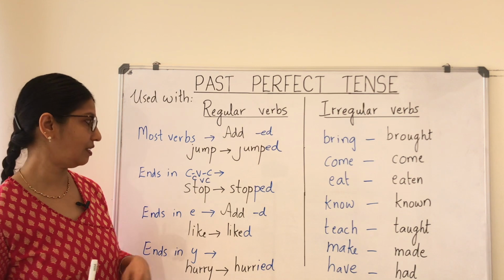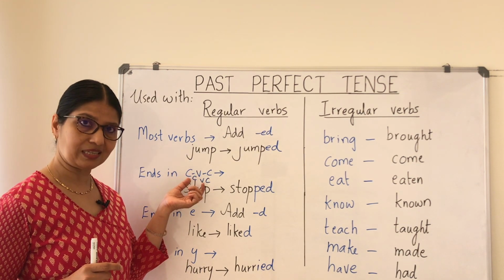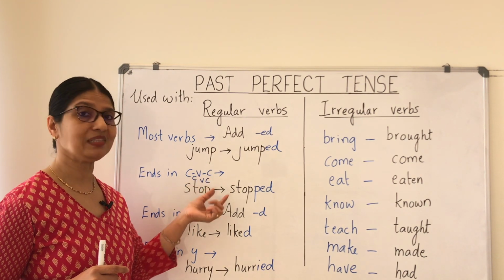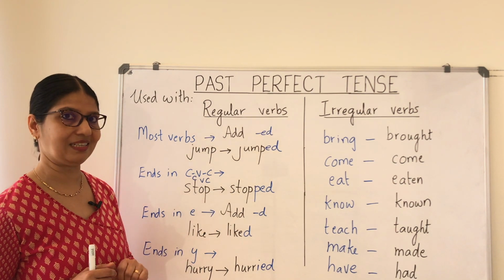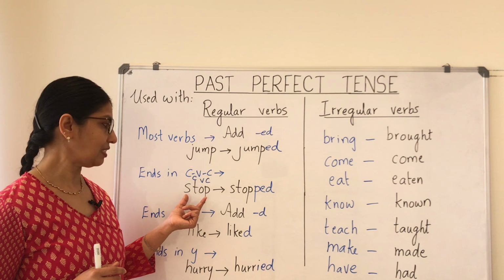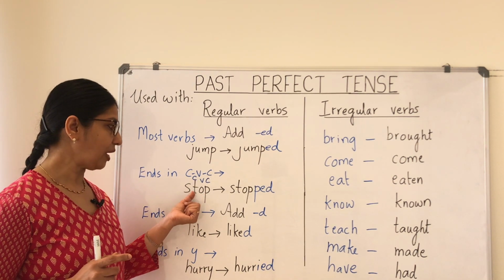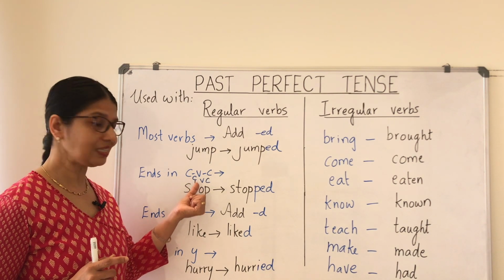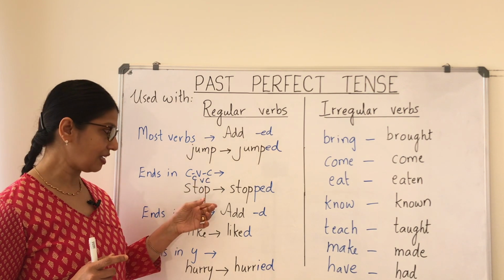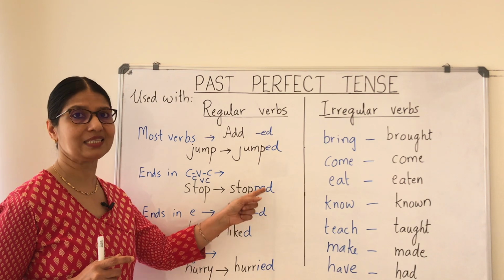called and painted. But if the verb ends in a consonant followed by a vowel followed by a consonant, you will have to double the last letter and add ed. Example, if the verb is stop, you know that it's a single syllable verb and you have T, which is a consonant, O is a vowel, and P, which is again a consonant. In this case, you will have to double the last letter P, so you have double P and ed is added.